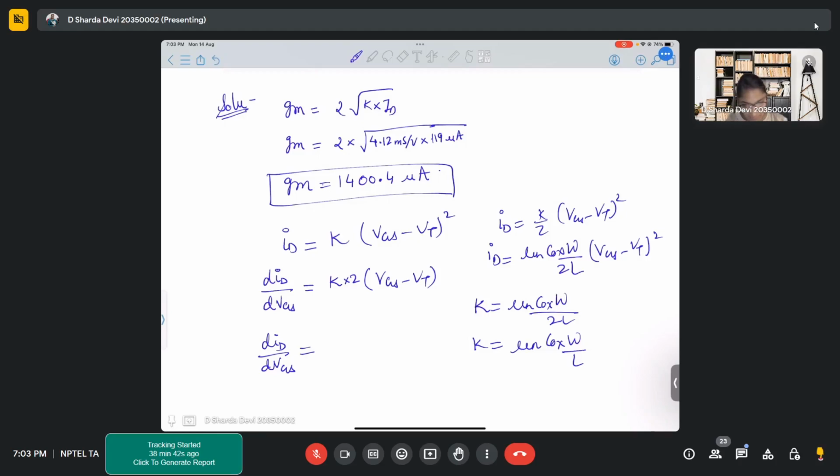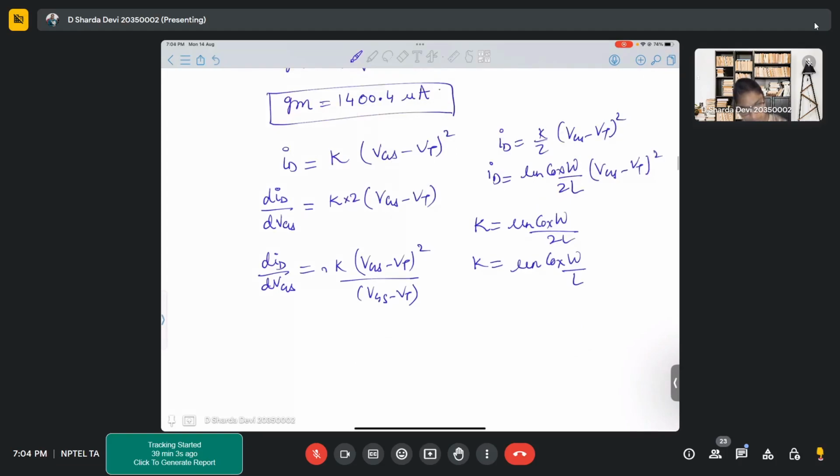In the question it is mentioned we have to consider k, because ID is k multiplied by (VGS minus VT) whole square. But while using that equation, it is giving me 935, which is not matching the options. So what I felt is, is there any discrepancy in the options, or maybe some typo or something?